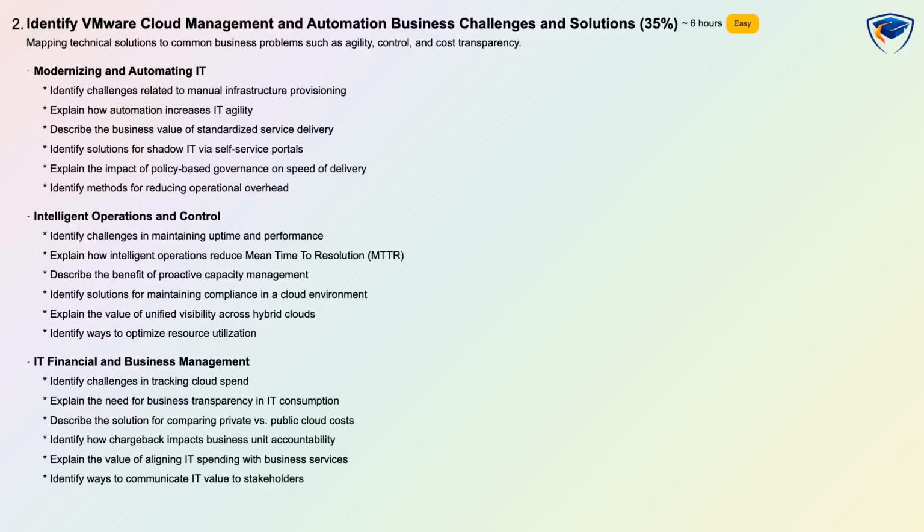You will also study intelligent operations and control, including approaches to maintain uptime and performance, reduce mean time to resolution with proactive analytics, handle capacity management, maintain compliance across clouds, and provide unified visibility to optimize resource utilization. The domain closes with IT financial and business management concepts that explain tracking cloud spend, building transparency in consumption, comparing private versus public cloud costs, using chargeback for accountability, and aligning IT spending with business services.